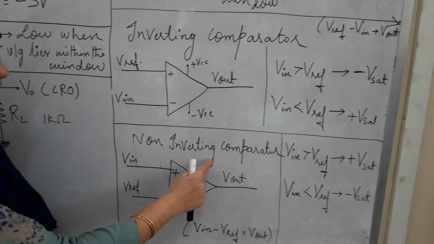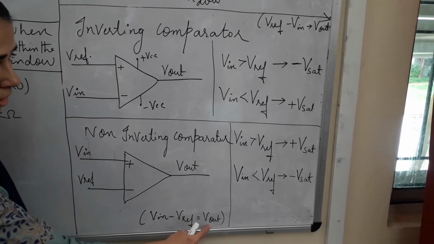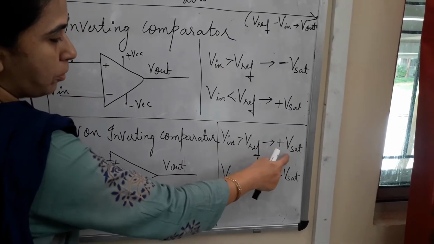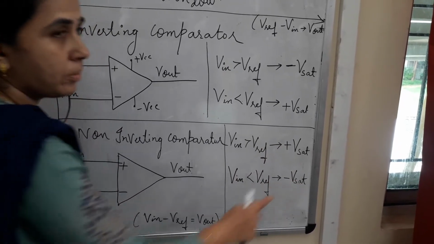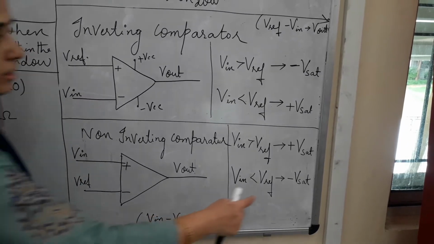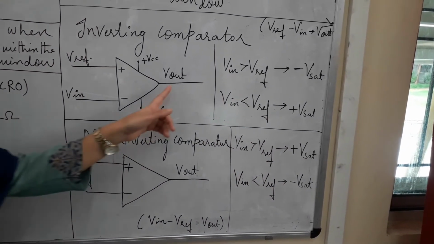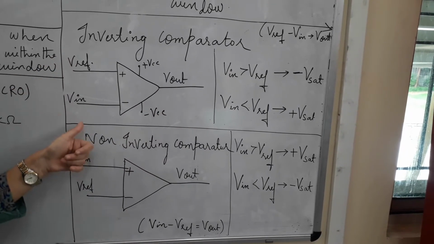Similarly, for the non-inverting comparator, this is the equation, Vin minus V reference is equal to Vout. If Vin is greater than V reference, the output will be a positive voltage. When Vin is less than V reference, the output will be minus Vsat, that is a negative voltage. What exactly is a comparator? The comparator output indicates whether the input is greater than the reference voltage or less than the reference voltage.